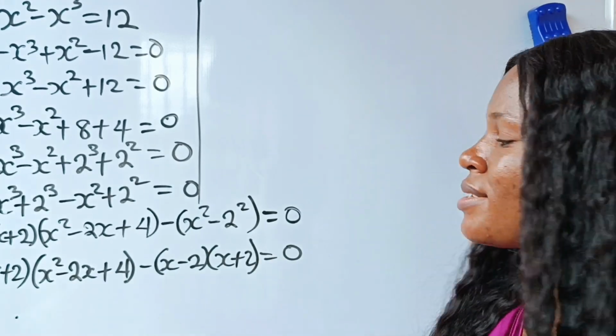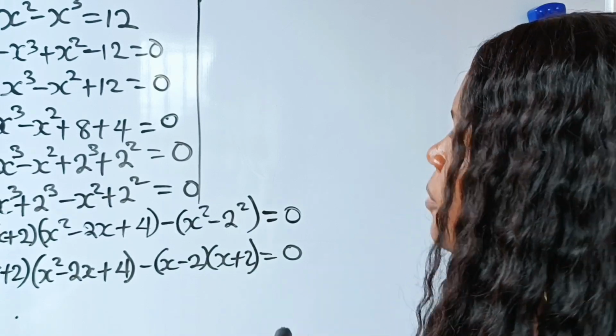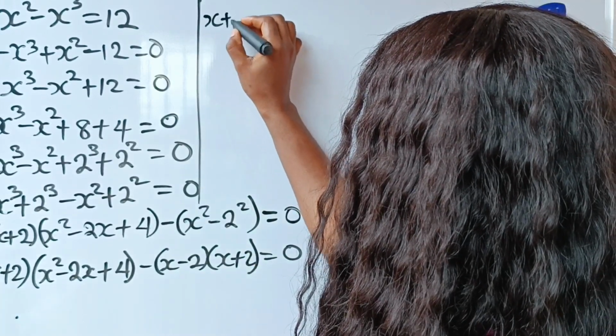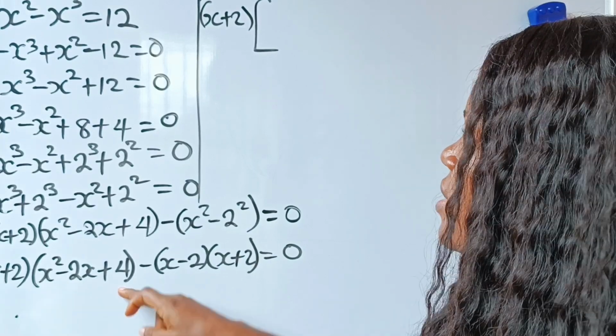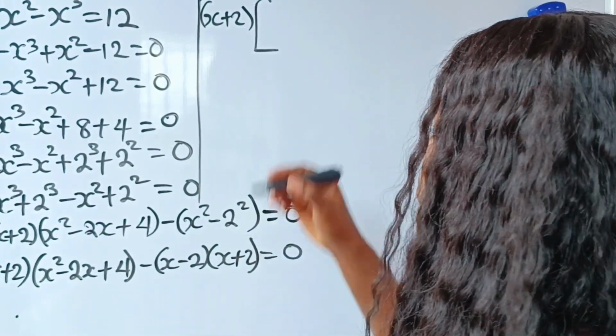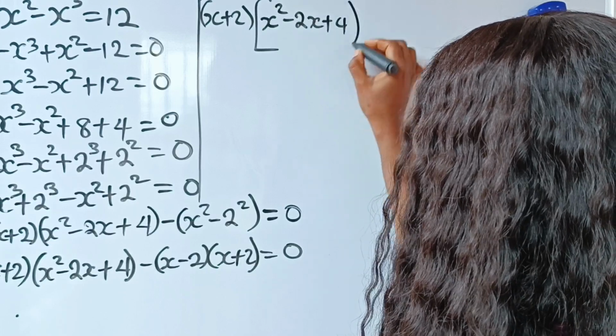So we can factorize x plus 2 from both of them. Now we have x plus 2. Then we open our bracket. When the whole of this is divided by this, one will remain, right? So we have x squared minus 2x plus 4.